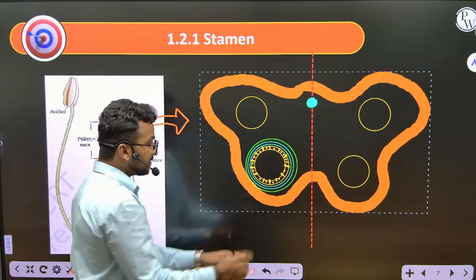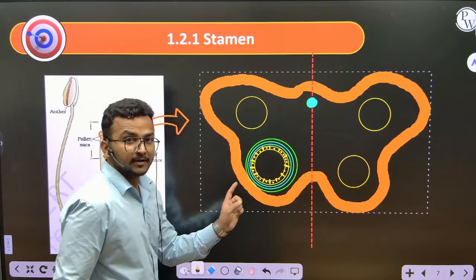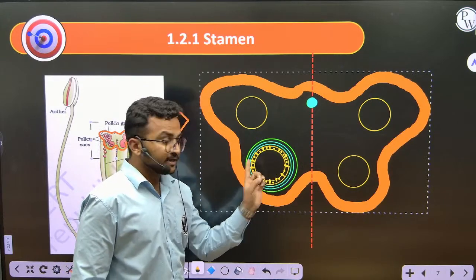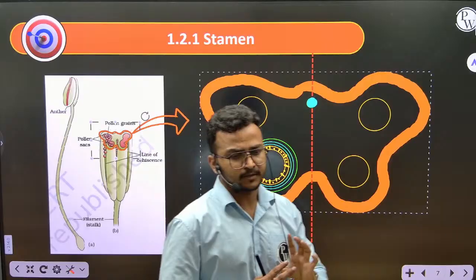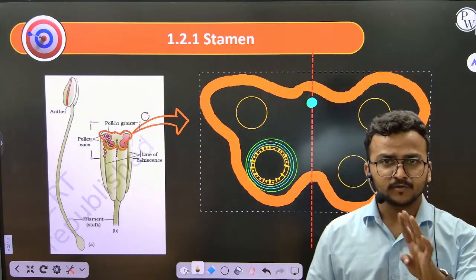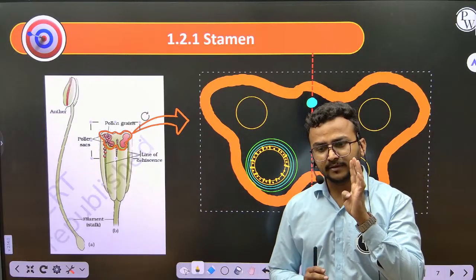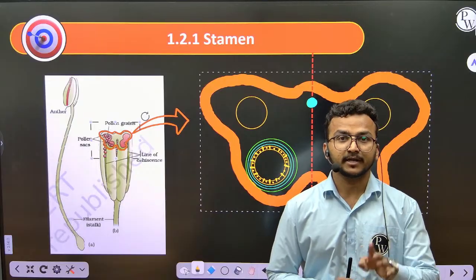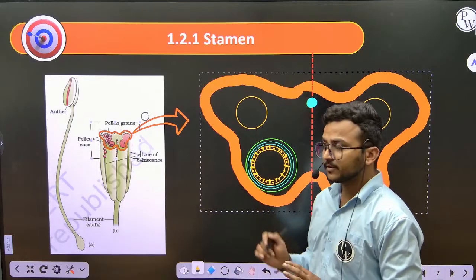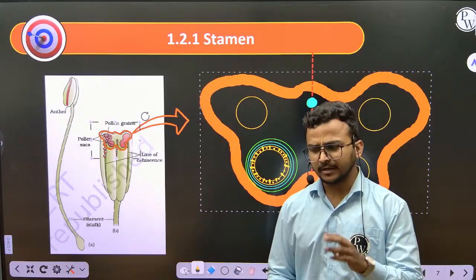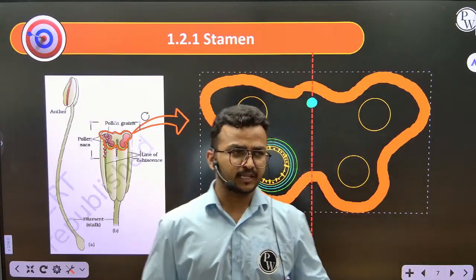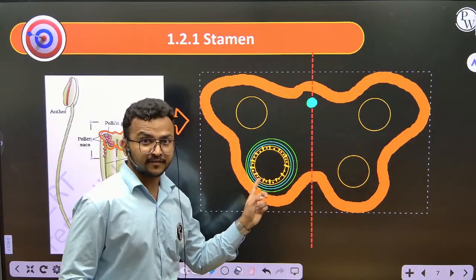And some cells have two nuclei. This is one of the important topics in the 12th class, not only with respect to the board exam, but majorly it is very important for the NEET exam. Even last year they asked about the tapetal cells.